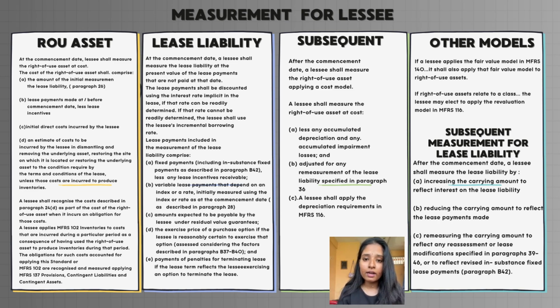In short, the right of use asset represents the lessee's right to use the lease asset, measured based on all relevant costs at the start of the lease. Second, lease liability. Next is the lease liability. At the commencement date, the lessee measures the lease liability at the present value of lease payments that have not been paid.